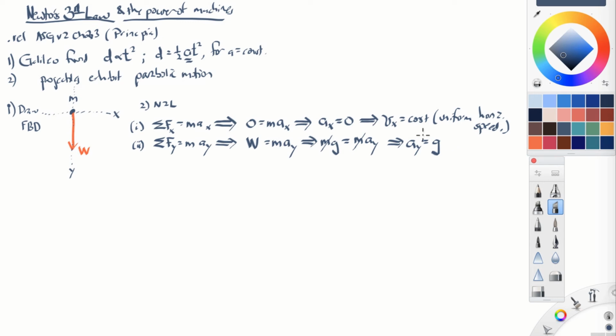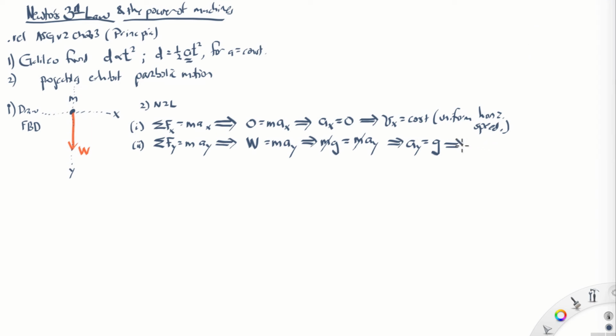g is 9.8. So we're saying that the acceleration in the y direction is g, which tells us that the acceleration is constant. If the acceleration is constant, well, then we can just use all of the old Galilean formulas. So that also implies that if the acceleration in the y direction is constant at g, the velocity in the y direction is going to be g times time, because that's the acceleration times the time. And the distance that it moves in the y direction is 1/2 g t squared.